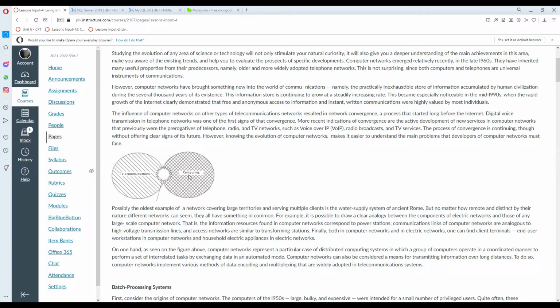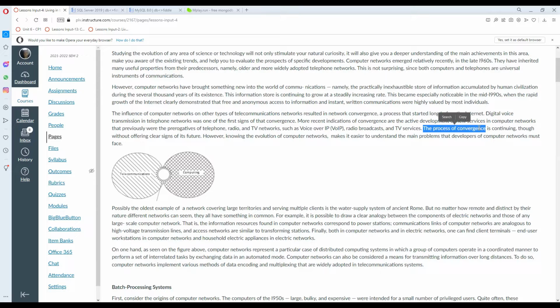It is a process that started long before the internet. Digital voice transmission in telephone networks was one of the first signs of that convergence. More recent indications of convergence are the active development of the services of computer networks that previously were the prerogatives of telephone, radio, and TV networks such as voice over IP, radio broadcast, and TV services. The process of convergence is continuing, though without offering clear signs of its future. However, knowing the evolution of computer networks makes it easier to understand the main problems that developers of computer networks will face. So we see here the process of convergence.